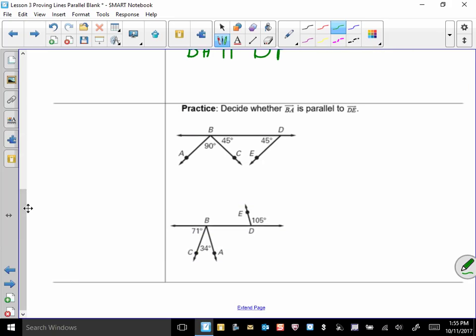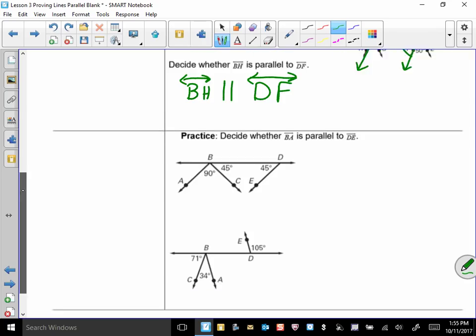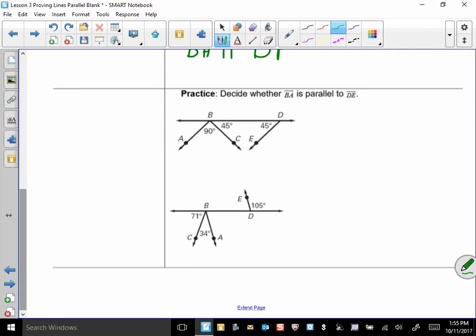No, two for you to practice. So you go ahead and pause and try to do these and come right back and check.